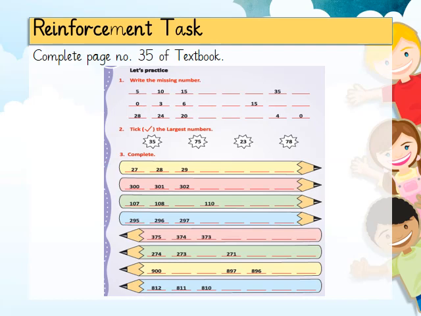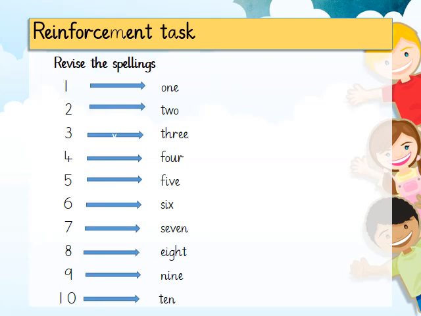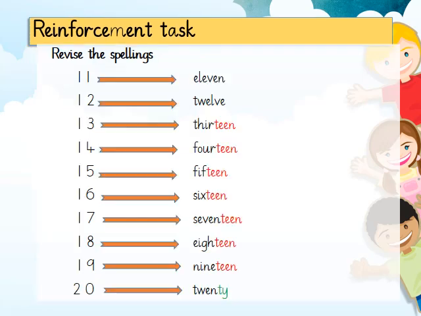Alright students, let's move towards the reinforcement task which will be done as homework. This is page number 35 of mathematics textbook and you have to do it independently. Moving on with the reinforcement task, students, you have to revise the spellings of 1 to 10. Still with reinforcement task, children, you need to revise the spellings from 11 to 20 as well. This is not at all difficult and it will help you for the upcoming lesson as well.